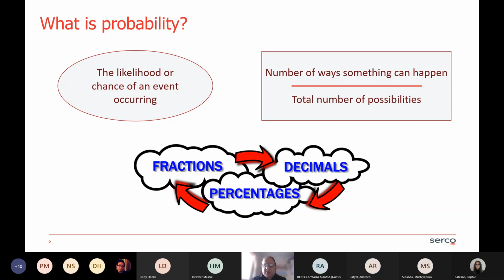We usually work with fractions and percentages more than decimals, although not necessarily. And obviously fractions are out of 1, so 4 out of 4 is the same as 1, or 10 out of 10 is the same as 1.